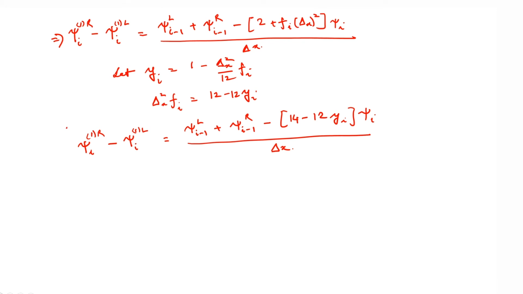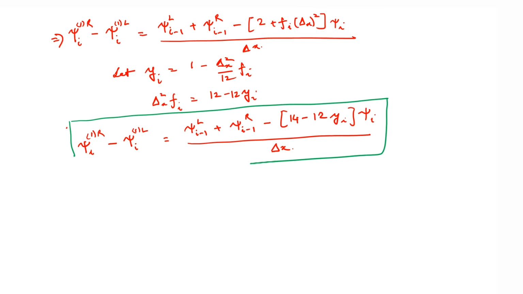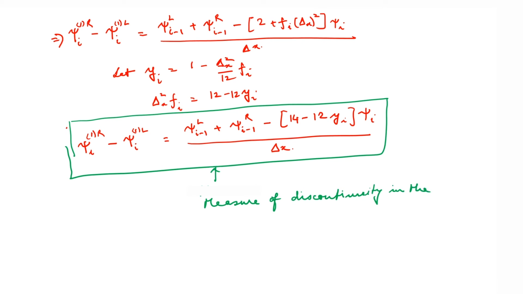So, this particular equation is a measure of discontinuity in the first derivative of my psi. Looking at the sign of this quantity, I can judge whether my initial guess of energy is higher than the actual one, or lower than the actual one. Accordingly, I change my bracketing region and then zero down to the correct value of energy.